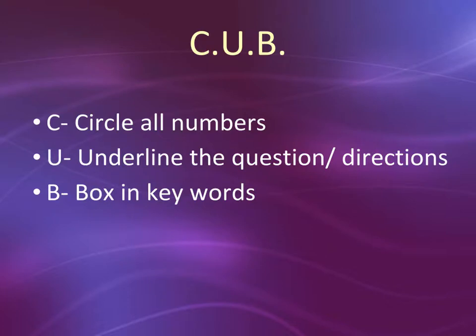When it comes to actually looking at our word problems, the things that we need to remember to do is CUB, C-U-B. And what that means is that we are going to circle all of the numbers. And we need to remember that not only the numbers that are written out, but if something is written as like half of something, we need to be aware of those numbers that show up as words rather than actual numerical values.